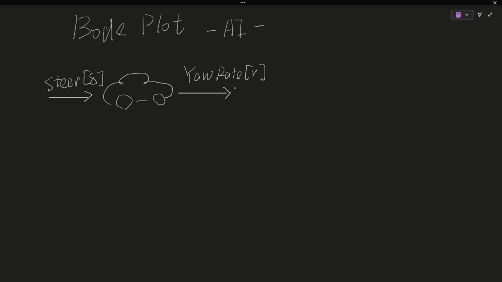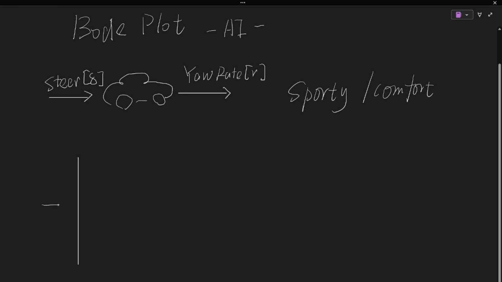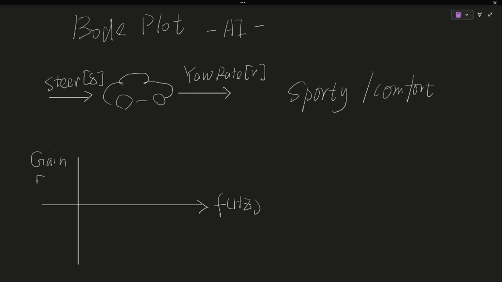Now, how can we understand the style of this vehicle? Is it sporty or comfortable? The Bode plot consists of two charts. The horizontal axis of the Bode plot is frequency, F, Hertz. The top chart is gain. The unit is dB. The second chart is phase. The unit is degree.